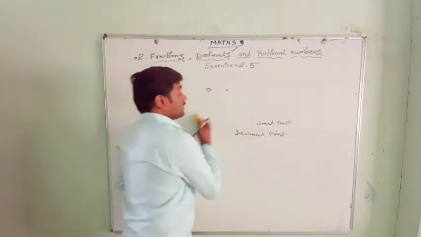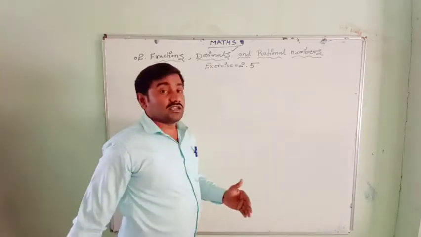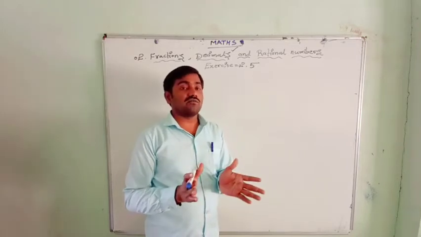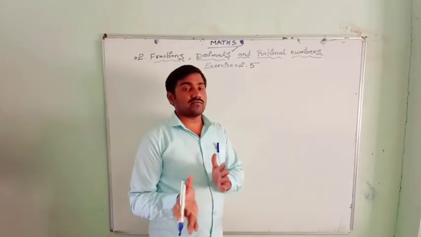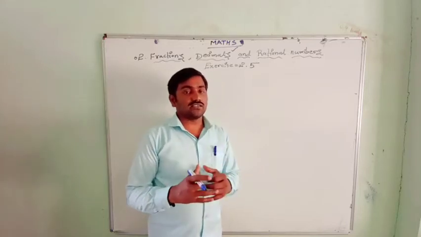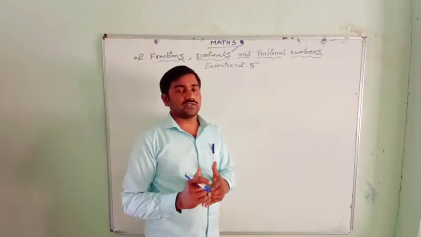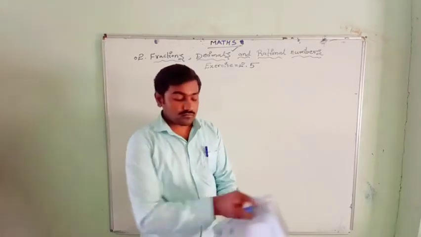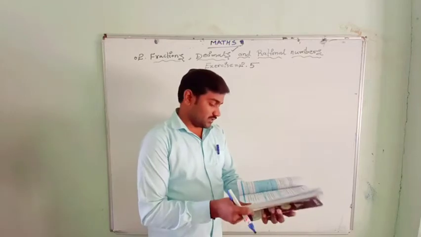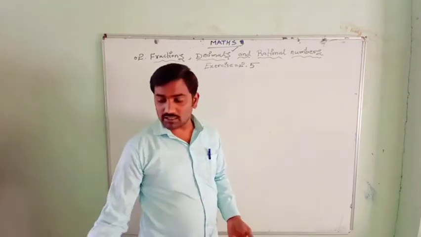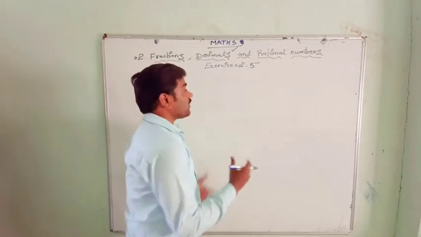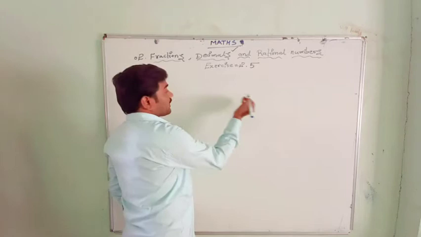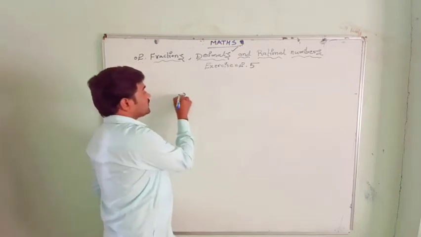In this exercise we are going to learn changing decimals into fractions, fractions into decimals, and conversions of units like kilograms into grams, centimeters into meters, meters into kilometers, and paisas into rupees, rupees into paisa. This we are going to be learning. So we have to know how to compare decimal numbers first. First of all, let me give you some introduction here.